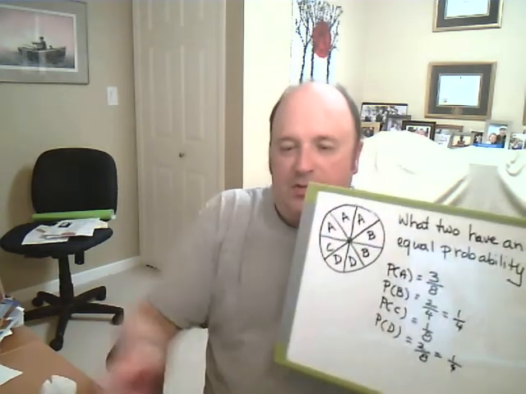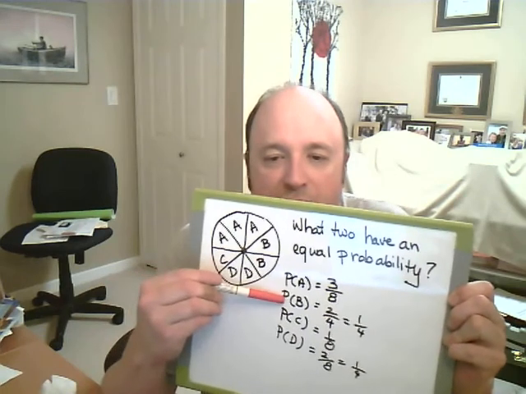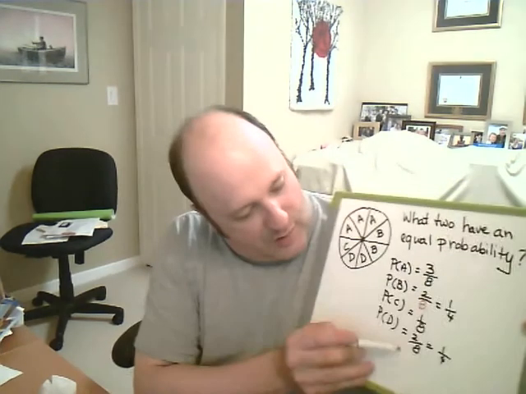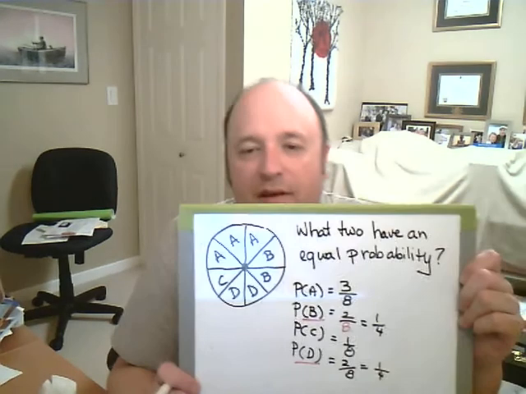Alright, so you just look and see which ones are the same. 3/8 doesn't match up to anybody. 2/8, and 2/8, well, 1/4 and 1/4, so D and B are equal. And you can just look at it like that.